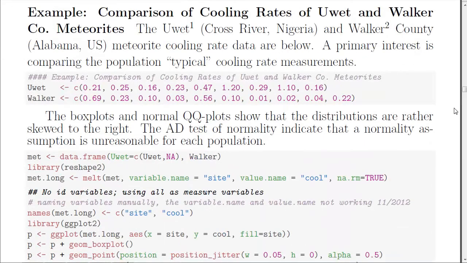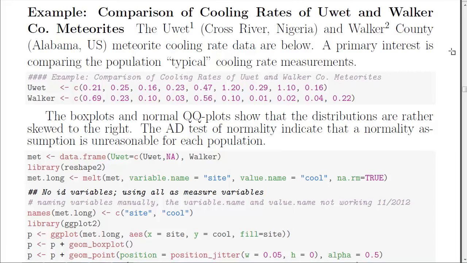Let's look at an example having to do with meteorites, in particular the cooling rates of meteorites, and we've already seen it back in Chapter 5 for more samples. Here we're looking at the Uwet and the Walker County meteorites. Uwet comes from Nigeria and Walker is in Alabama. Meteorites come from space, so in a way it doesn't matter what part of the Earth they landed on.